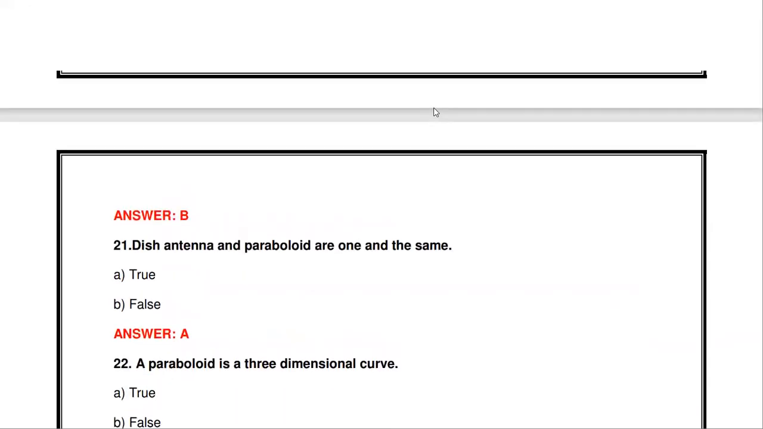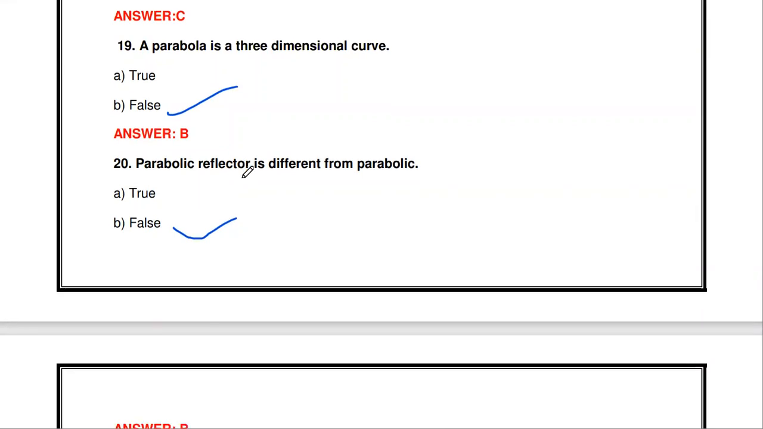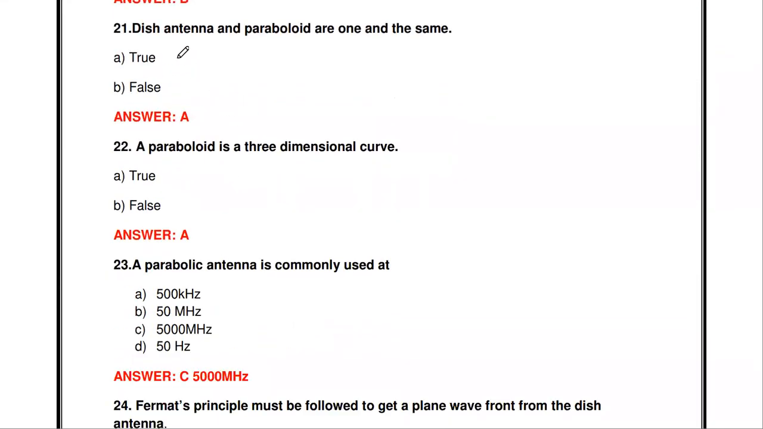A parabolic reflector and a dish antenna are one and the same. The other name of a dish antenna is parabolic; both are the same only. Then, the parabolic is a 3-dimensional curve.